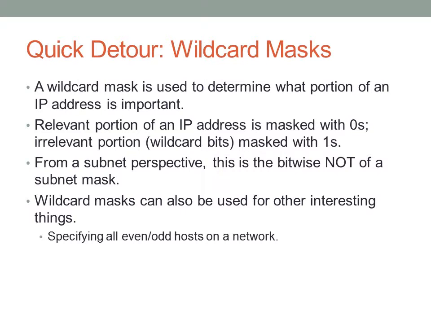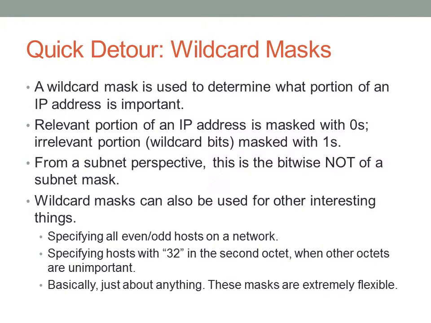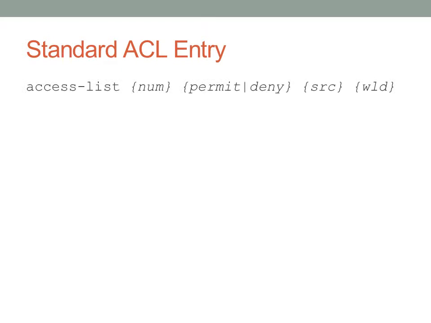Wildcard masks can also be used for other interesting things. For example, you could specify even or odd hosts on the network. You could specify hosts that only have 32 in the second octet and ignore all of the other octets. You can do almost anything with wildcard masks because they do not require contiguous ones, unlike a subnet mask that requires a continuous set of ones followed by a continuous set of zeros. In wildcard masks, you can put the zeros and ones wherever you want. The important thing about a wildcard mask is that the ones are the unimportant bits that are not matched against anything, and the zeros are the important bits that are matched against whatever the access list entry is you're writing.